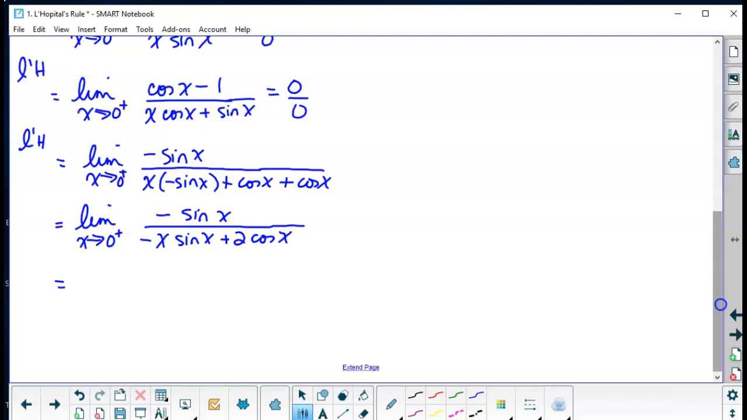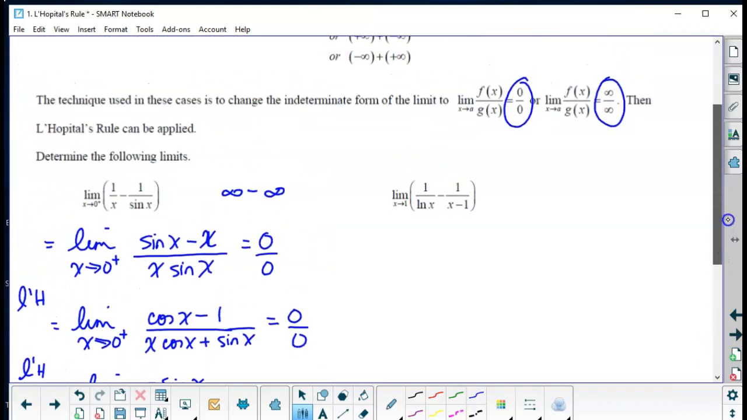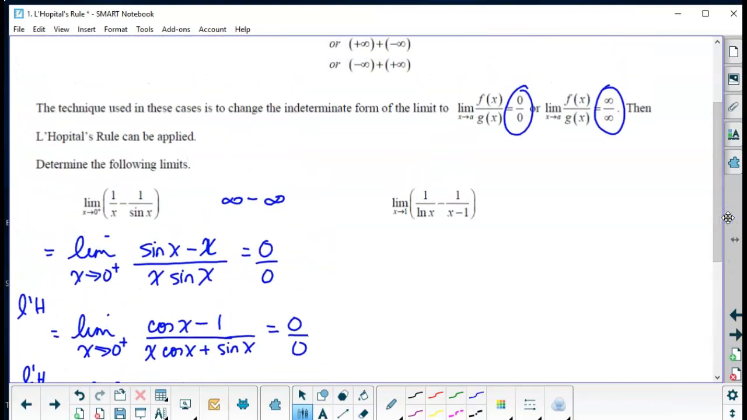Okay, so now when we substitute 0 in, we get 0 in the numerator, but we don't in the denominator. We get 2. So it's not an indeterminate form. It actually has a limit of 0. Okay. Then here, same thing.